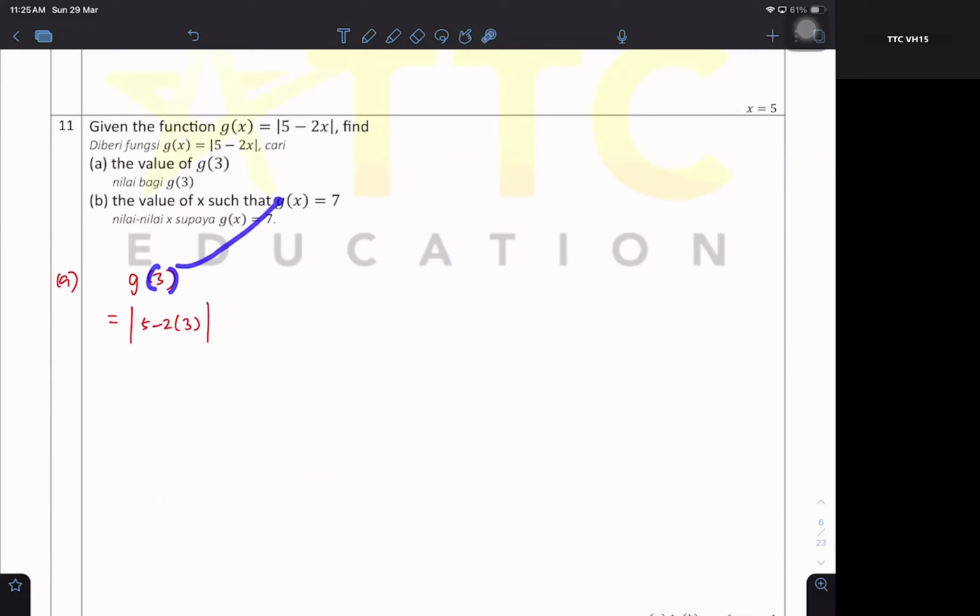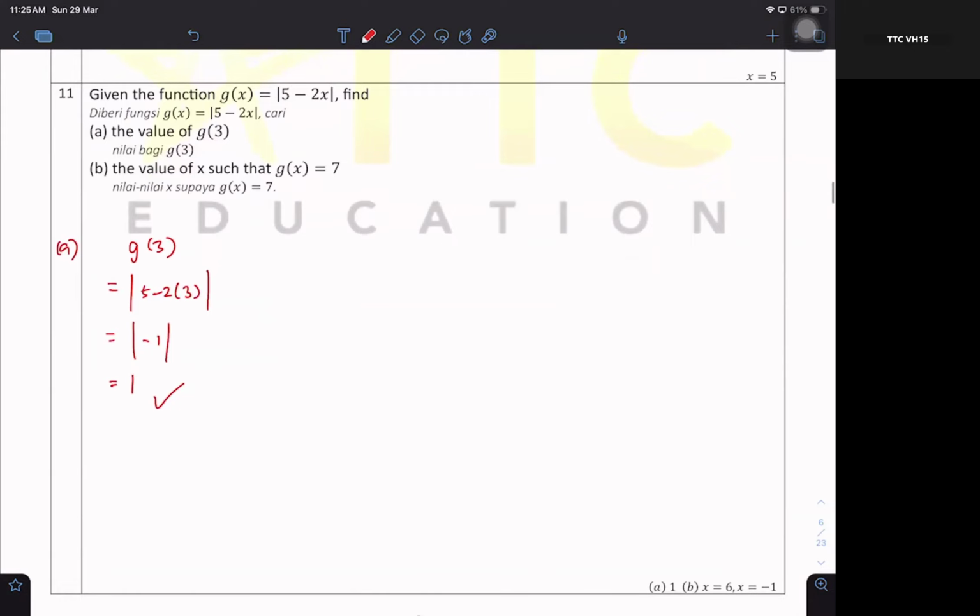Take the bracket sub into x. So 5 minus 2 bracket 3 modulus. No problem. Press calculator, you get negative 1. Negative 1 modulus becomes 1. Yeah, done. The answer is 1. Yeah, correct. Okay, next question B.